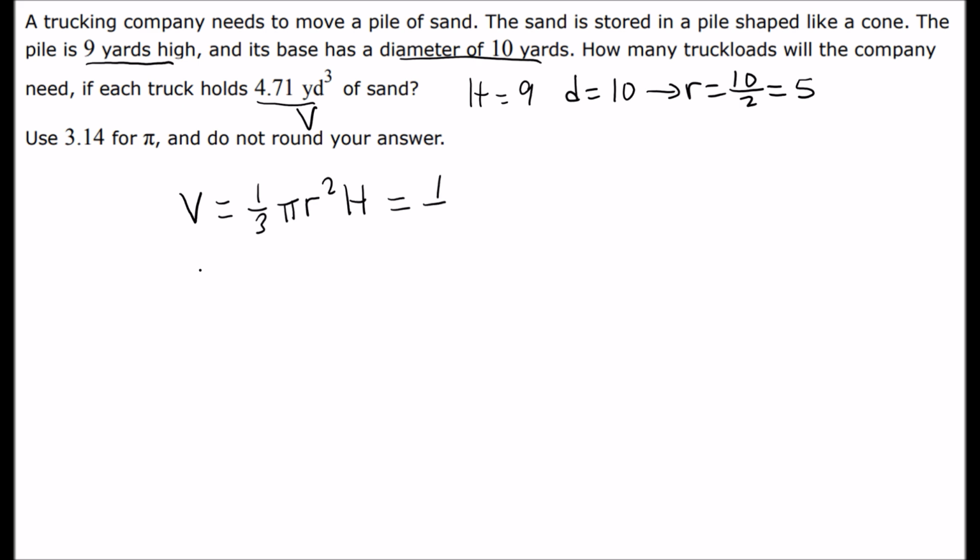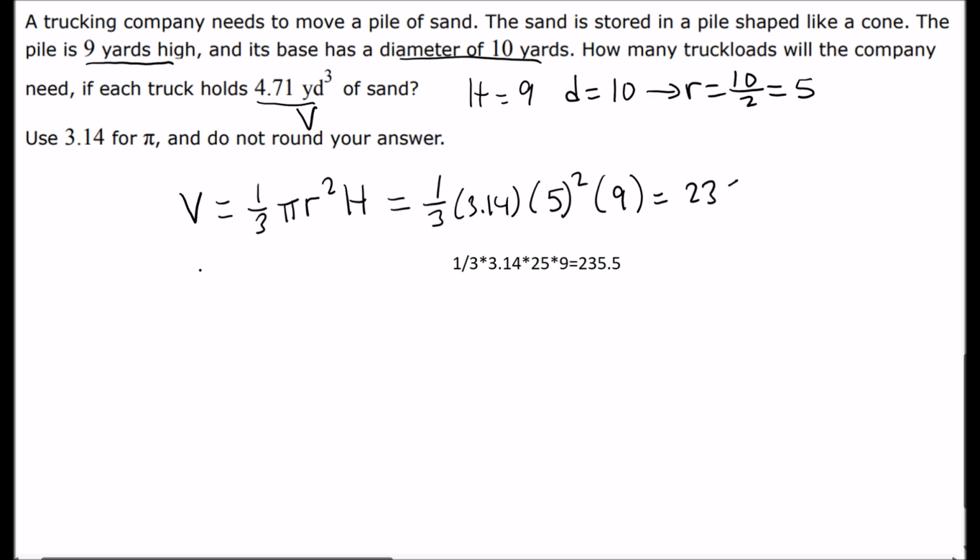All right, so let's plug this in. We get 1/3. Let's just use 3.14 for pi. And then r squared, so 5 squared, times the height, which is 9. Let's calculate that. Okay, so when I calculate it, I get 235.5. Okay, so we got 235.5 cubic yards. All right, so now that we got the calculation, remember, this is the total right here. This is the volume of the pile of sand.